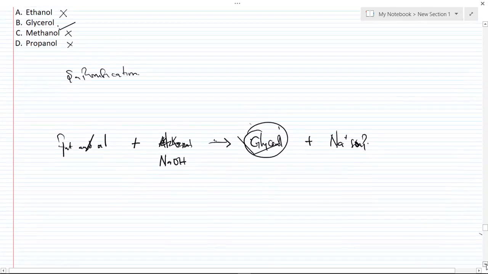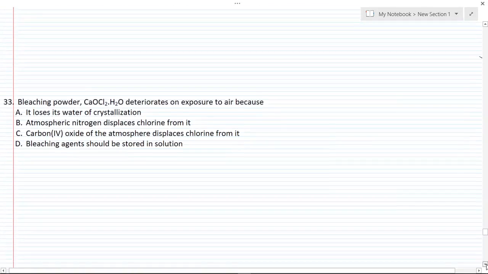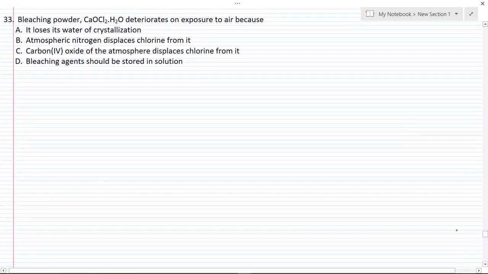Moving forward, question 33. Bleaching powder deteriorates on exposure to air because A, it loses its water of crystallization, B, atmospheric nitrogen displaces chlorine from it, C, carbon dioxide from the atmosphere displaces chlorine from it, and D, bleaching agents should be stored in solution.